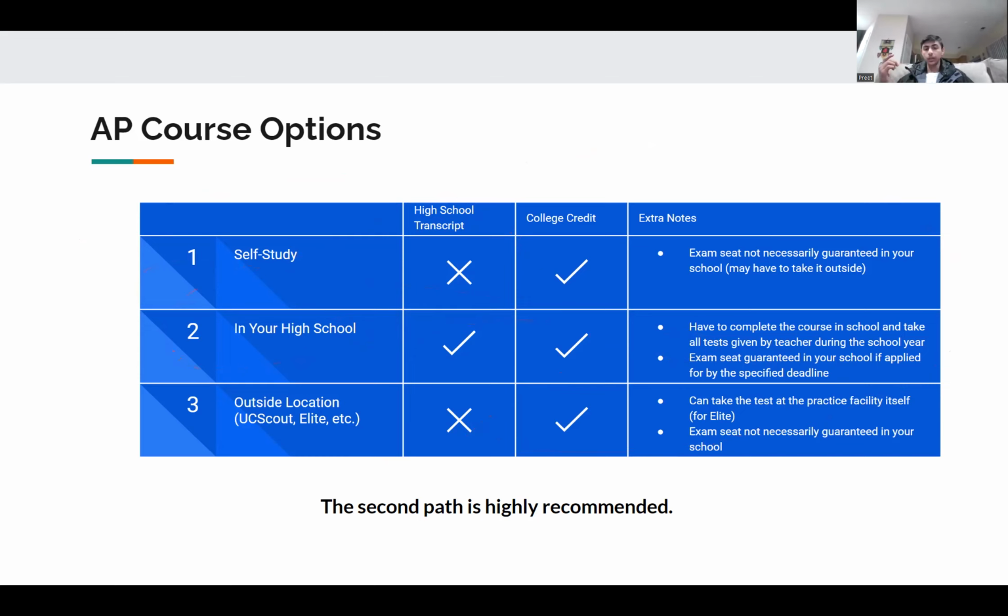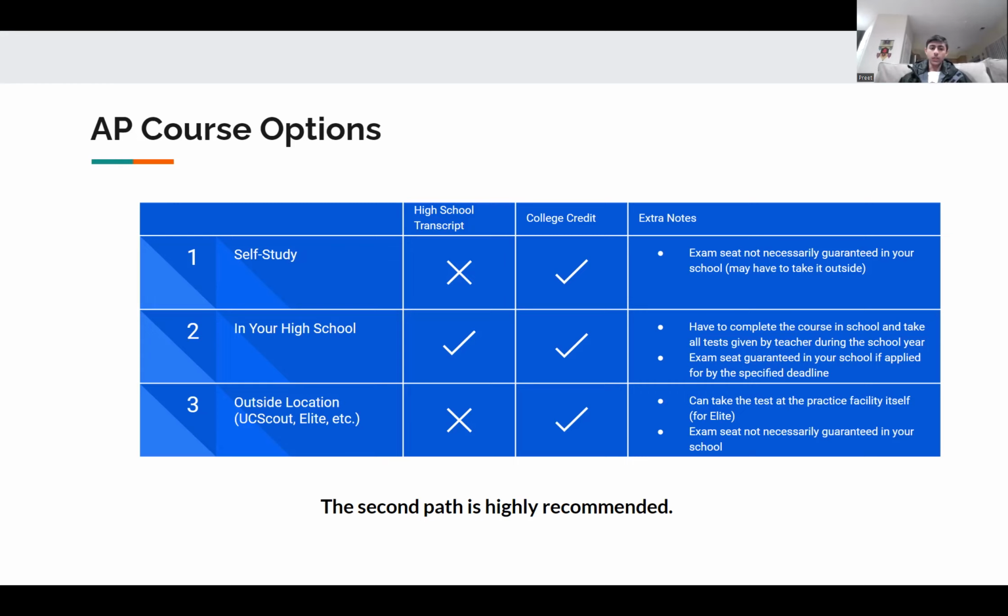What this helps you do is gain college credit, but it will not go on your high school transcript, meaning that when you apply, you have your specific transcript with your 6 periods. Even though you still study that course, it will not be counted on your high school transcript. And since you are self-studying and not taking it in your high school itself, your exam seat may not always be guaranteed. Of course, you can register, but the priority is given to students that are already enrolled in that class and are taking it in high school.